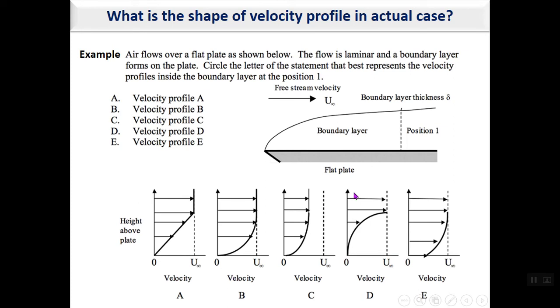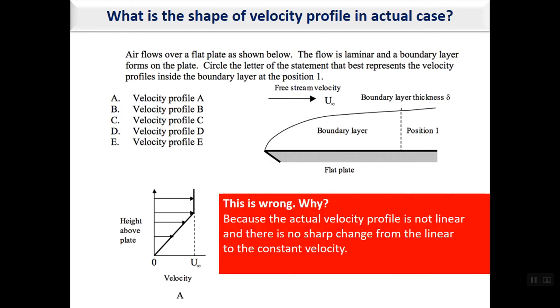So you can see that 5 different flow velocity profiles are given here, and the problem asks you which one is the correct one. Okay, let's start from the first. Is this a correct one? No, this is wrong. Why? Because the actual velocity profile is not linear, and there is no sharp change from the linear to the constant velocity, as you can see here. So this is not the right answer.